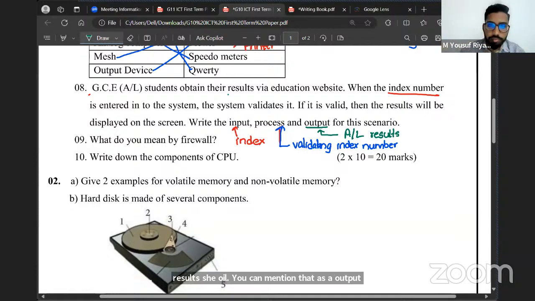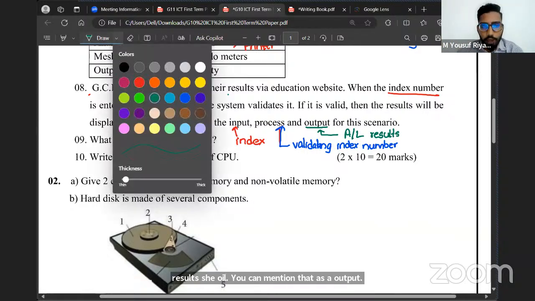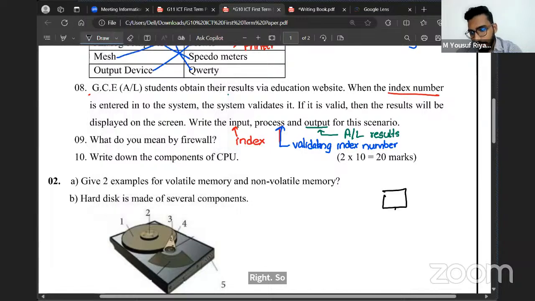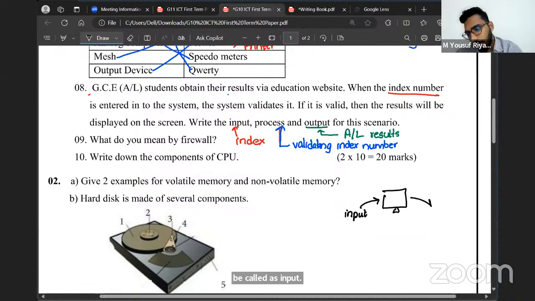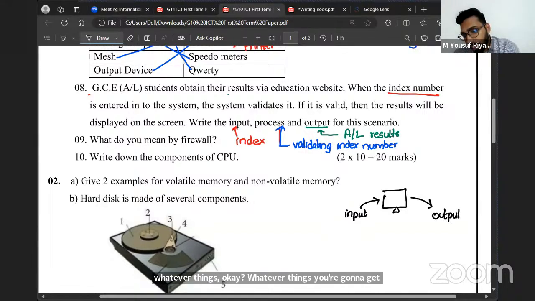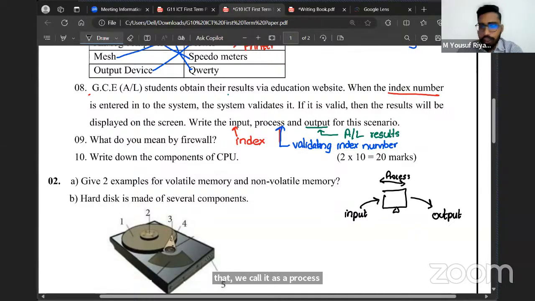Is that clear, all of you? So always think, when you take a computer, whatever things you're going to give to the computer is going to be called input. Whatever things, computer or program or software, okay? Whatever things you're going to get from the computer, you can call it output. Whatever the computer does within itself, for example calculation or something like that, we call it a process. QWERTY, if you take a keyboard, the first five characters in the keyboard are QWERT, so that's something relevant to the keyboard. That's why.